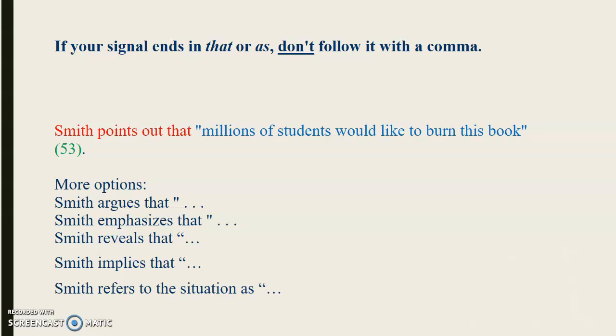Now, you might also have a signal phrase that ends in the word that or as. Not a big deal. You just get rid of the comma. Smith points out that, no comma, millions of students would like to burn this book, 53, period. Again, the signal phrase in red, the quote in blue, and the parenthetical citation in green in parentheses, followed by a period. And again, these are just a few options. You might use Smith argues that, Smith emphasizes that, Smith refers to the situation as, and then start your quote, and then end with your parentheses with the citation.